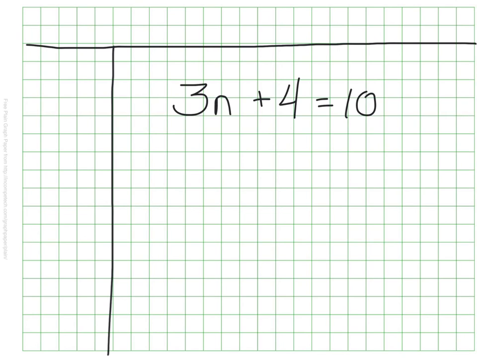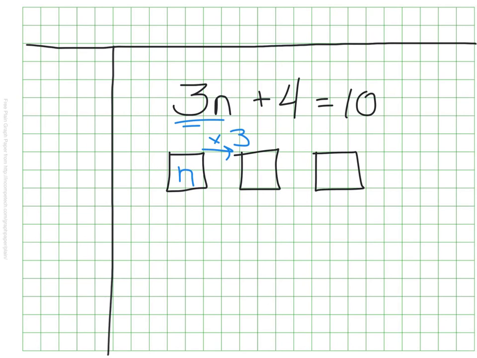I'll start by using the model. The first thing I know is that I'm starting with some unknown number using the variable n. I then know that the first thing that's happening to that n is that it's being multiplied by 3. From there, we are adding 4, and as a result, we get a total of 10.